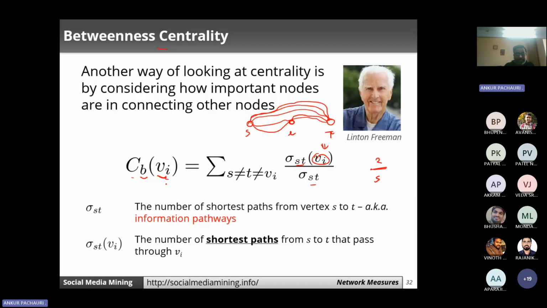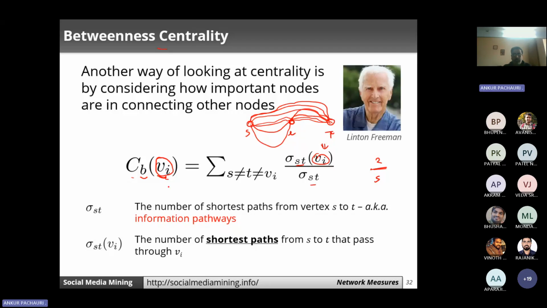So this gives me how important a node is in between the paths of all others. How many shortest paths of all pairs of nodes pass through I? That may be considered a measure: if more paths are passing through I, then I may be important in terms of S and T. That means more paths pass through I, and fewer paths bypass I.